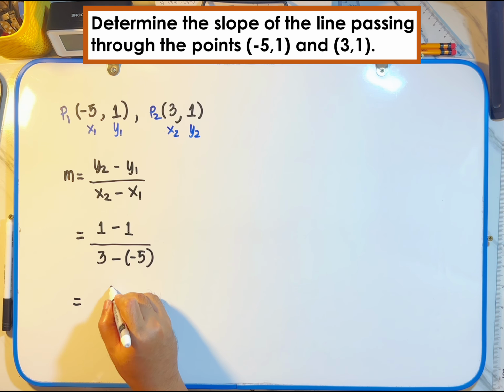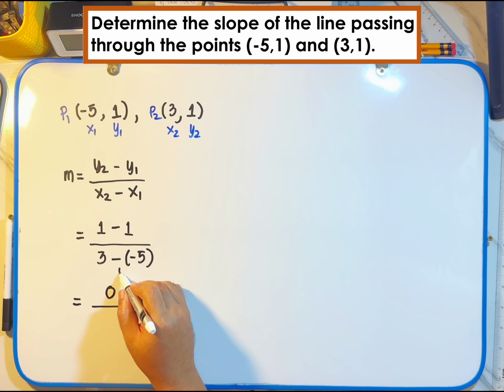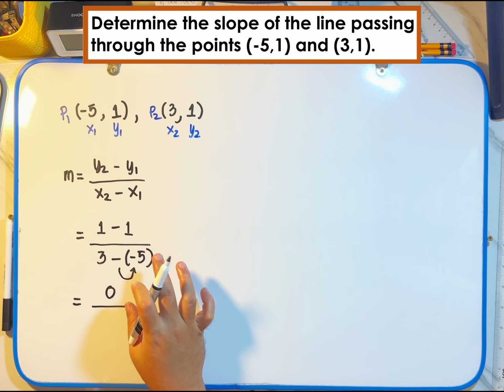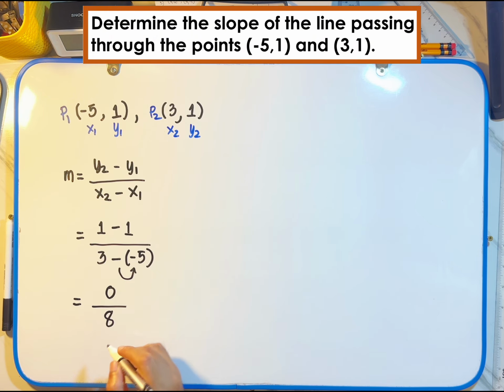1 minus 1 is 0 at the top, while this becomes plus. So that's 3 plus 5. Let's write directly. That's 8. Therefore, the slope is equal to 0 divided by 8, which is 0. Okay? And as we mentioned earlier, 0 slope is a horizontal line. And again, let us check by graphing these points and drawing a straight line passing through them.